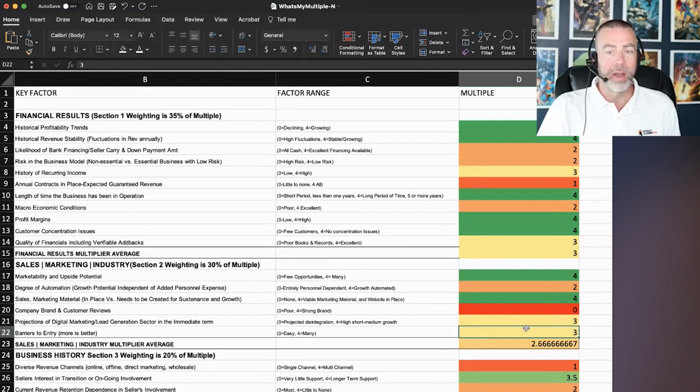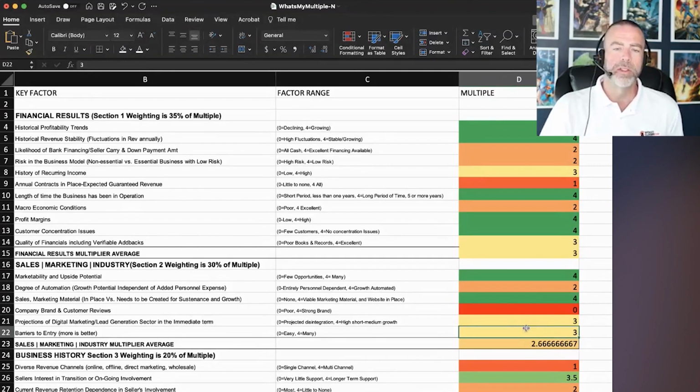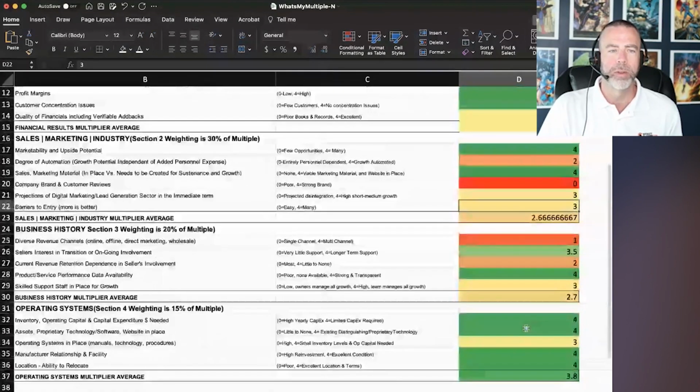Barriers to entry, they have a lot of barriers to entry. This is not an easy business. People try and fail at this all the time. So I gave them a 3 on this. What they could have done to be a little bit better is have some more intellectual property, trademarks and branding. That would have made this even harder for somebody to duplicate or replicate.